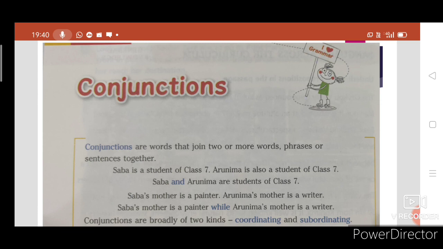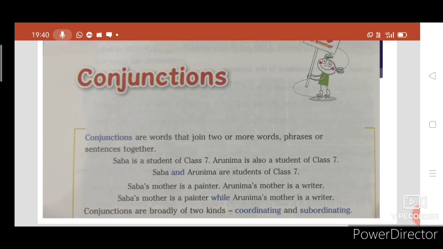When you write Sabha and Arunima, you will use your verb according to your subject. There is more than one person, so your subject is plural, and you will use are instead of is. Next example: Sabha's mother is a painter, Arunima's mother is a writer. In the same way, you will join these two sentences with the help of the word while, and this is your conjunction. That's how your conjunction works.